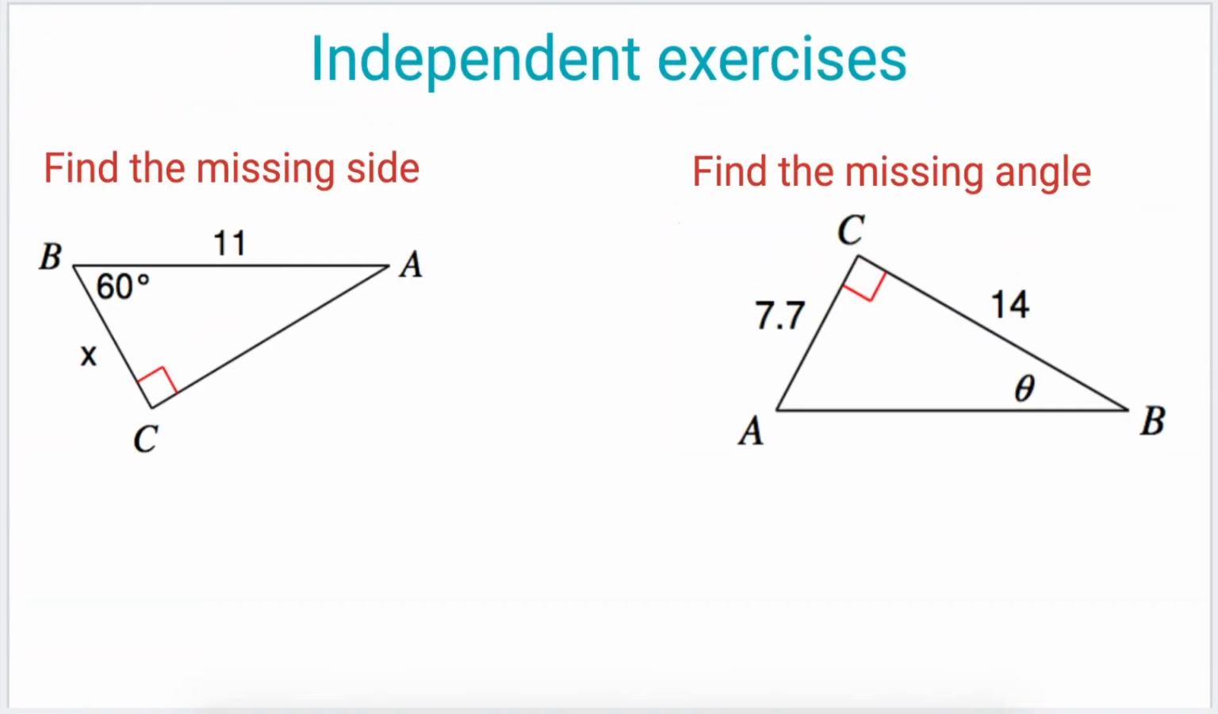So here are some independent exercises for you to try on your own. On the left side, you have a right triangle where you need to find the missing side, and on the right side you have a right triangle where you need to find the missing angle. If you don't remember how to use the concepts that we learned in this video, you can always go back, watch the video again, and then try answering the two questions. The answers to both exercises are in the description below. Good luck!